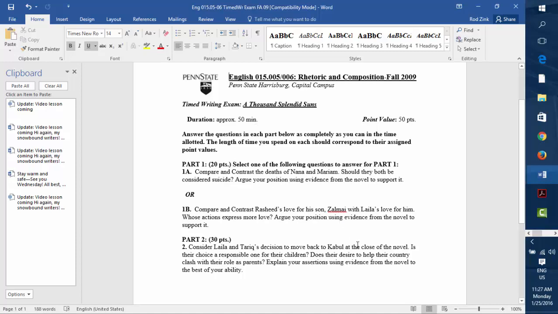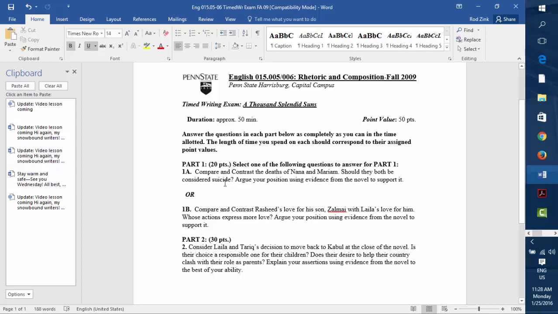This one was done in class, okay, but it has a little wrinkle here, because in part 1 they have the same description, answer the questions in each part as completely as you can, the length of time, but in part 1 they have to select one of 2 of these, so they have a choice between 2 for this question. So they can either answer 1A or 1B, and then part 2 they have to answer this one.